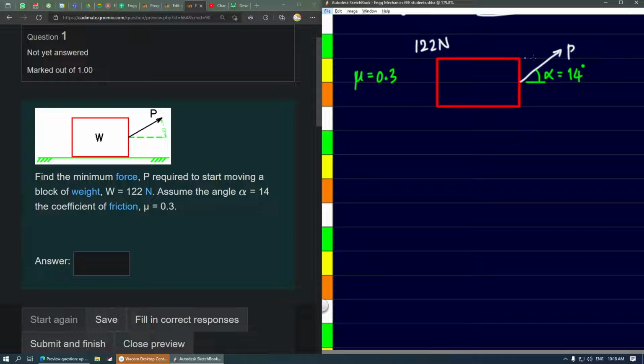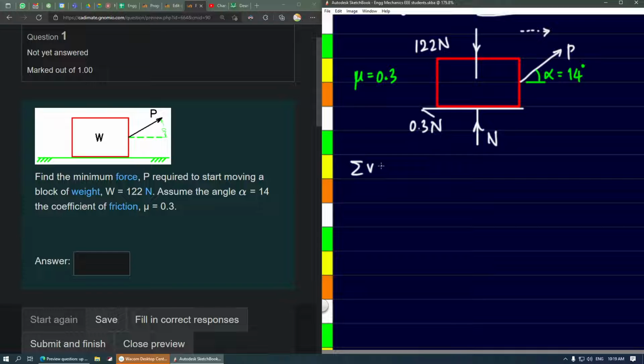We can see the force P is acting at 14 degrees, which is given in the question. The mu value given in the question is 0.3 and the weight that is acting downwards has been given as 122 newtons. To act against that action, the weight will have a normal reaction N, and because the motion is impending towards right side, friction force will act towards left, trying to avoid that impending motion. So that friction will be 0.3 times normal reaction, and that completes the free body diagram.